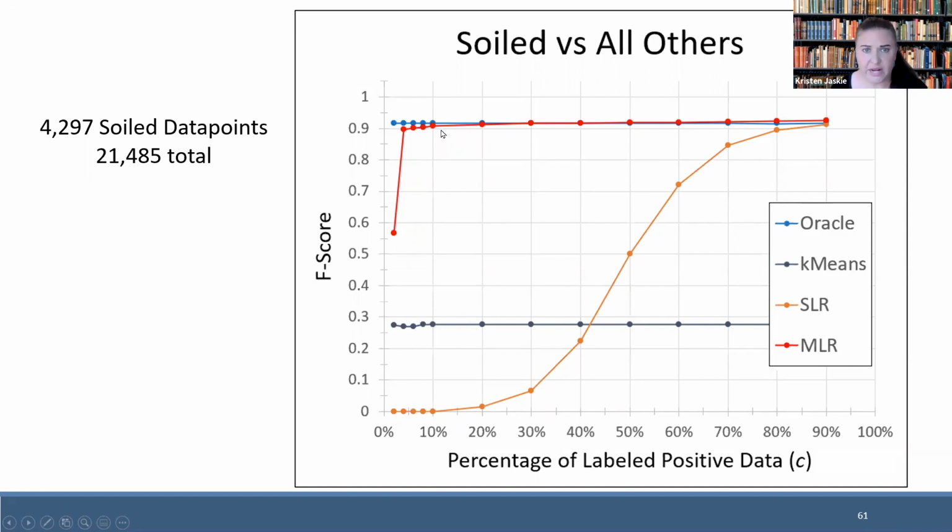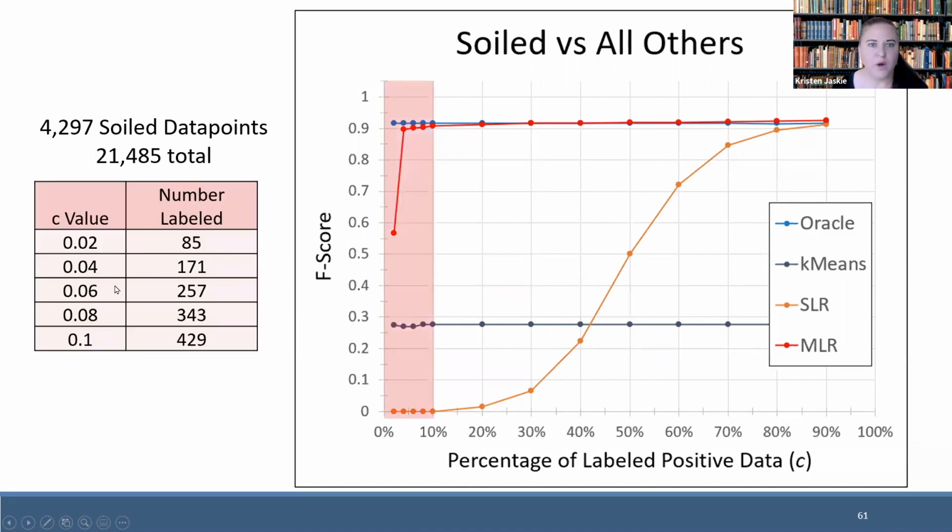And it did so well that I started getting into smaller and smaller percentages, saying, when can this thing break? And what I found was it finally broke at 2%. So when there are only 85 labeled data points out of 21,000, it finally broke. And that's when it dropped. But with as little as 171 labeled points, it got almost as good as the Oracle. So I thought that was truly remarkable. And what that means is that the dimensionality, it's 10 dimensions, is really captured well, even with just 171 data points.